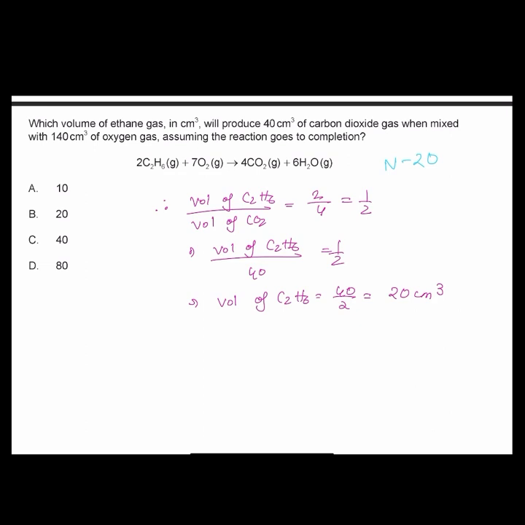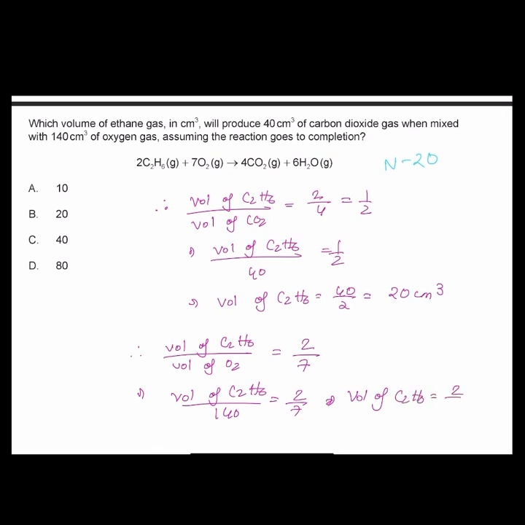Now we can try finding the limiting reactant. There are two approaches. We can use the limiting reactant approach, or we can say how much ethane would be used if we are using 140 centimeter cube of oxygen gas. Let's try the second one. Volume of C2H6 divided by volume of O2 will be equal to 2 by 7. The volume of C2H6 by 140 is 2 by 7, so C2H6 would be 2 by 7 times 140. If I simplify, I'll get 40 centimeter cube of C2H6.